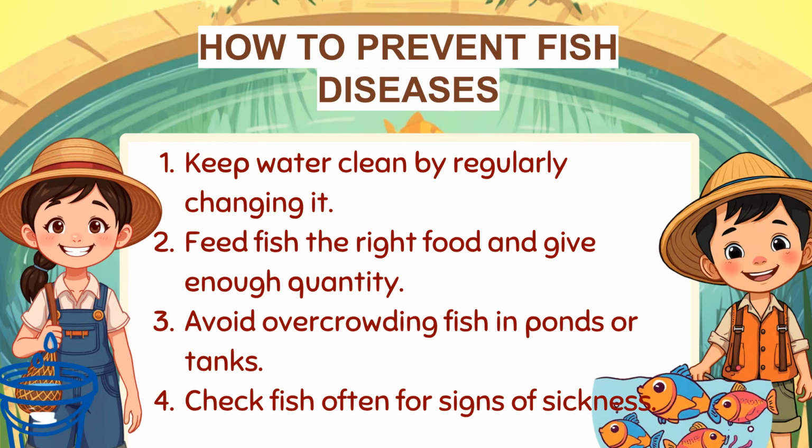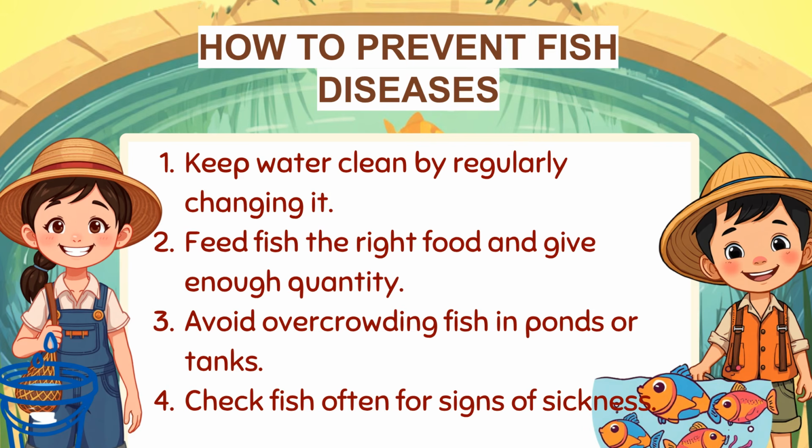The best way to protect fish from diseases is to provide them with a clean, safe, and healthy environment. First, keep the water clean by regularly changing it. Clean water helps fish stay healthy and reduces harmful substances that can cause disease. Second, feed fish the right food and give them enough quantity. Proper nutrition helps fish grow strong and improves their ability to fight diseases.